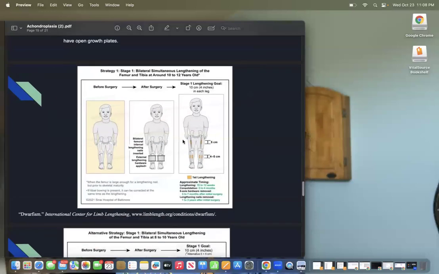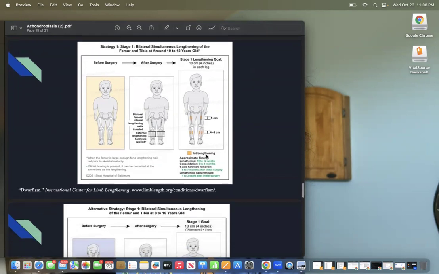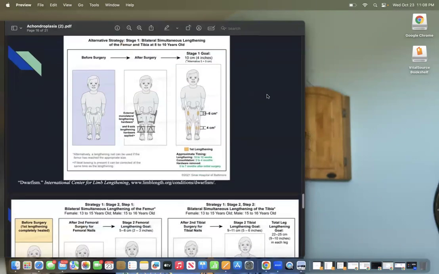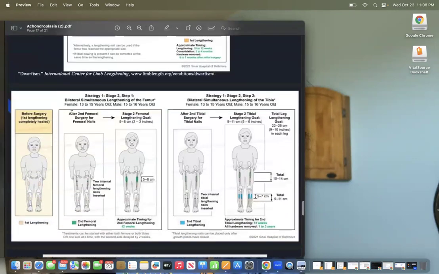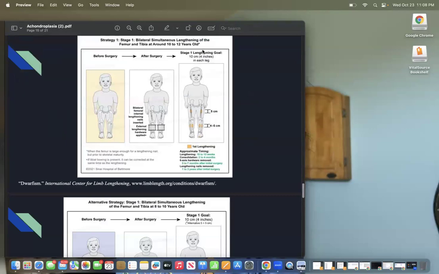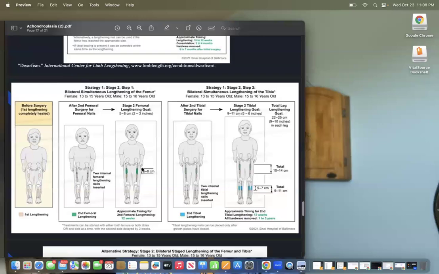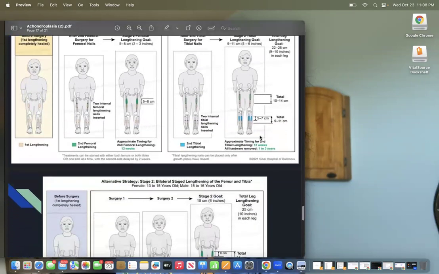Here are pictures with spinal rods and basically rods inside of their legs to lengthen. And they're also outside to stabilize the legs. As you can see, there are multiple stages to this. So it's not just a quick thing. It's multiple years. So this one was 10 to 12 years, 8 to 10 years old, 13 to 15 years old, 15 to 16, 13 to 15, same as well.